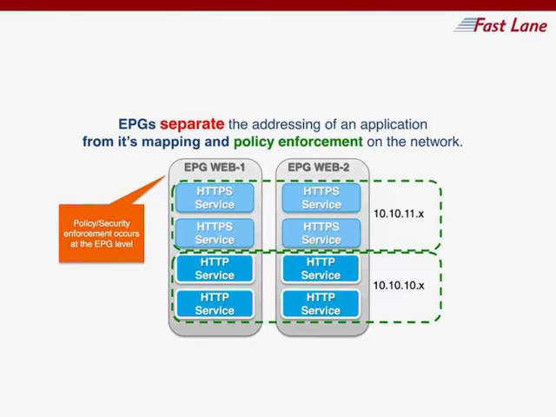And we can see here we've got a couple of EPGs, Web 1 and Web 2, and inside both of those EPGs, we've got different subnets. But it doesn't matter because I'm not looking at the subnet level, I'm not looking at the VLAN level, I'm looking at the application level and saying I need to enforce this policy at this application level itself.